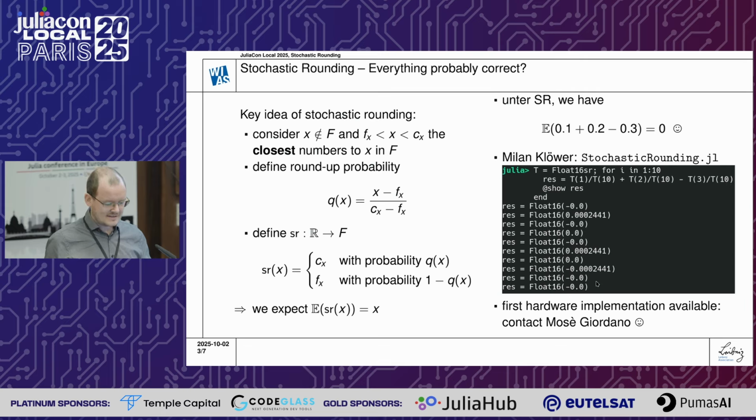You see the result, I get 10 different results because it's stochastic, it's random. You see it's sometimes 0, it's sometimes something positive, it's sometimes something slightly negative, but in the end, it will all be on average 0. I'm really fast.